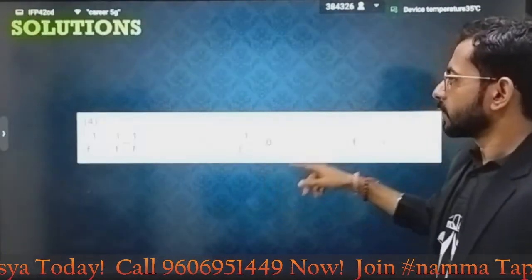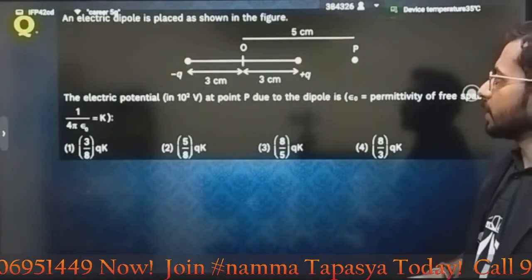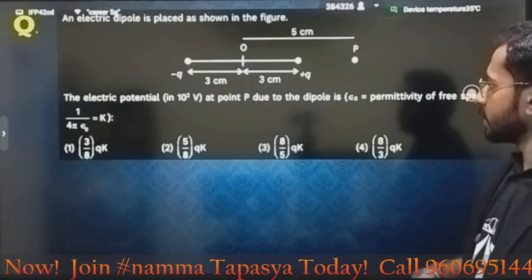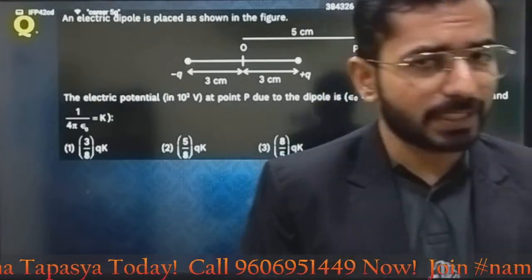Fine. Let's move to the next question. This one. An electric dipole is placed as shown in the figure. Okay. The electric potential at point P you want to calculate. At point P you want to calculate the electric potential due to this dipole.